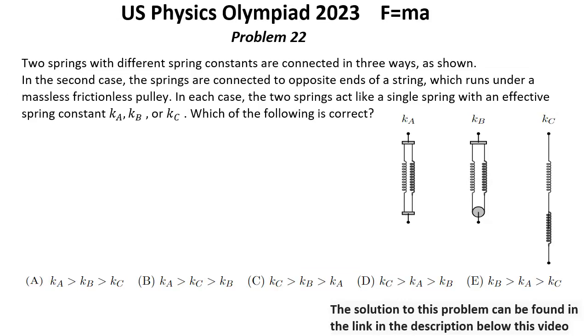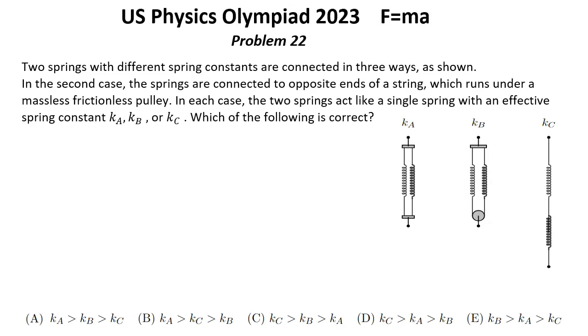Problem number 22. Two springs with different spring constants are connected in three ways as shown. In the second case, the springs are connected to opposite ends of a string, which runs under a massless frictionless pulley. In each case, the two springs act like a single spring with an effective spring constant Ka, Kb, or Kc. Which of the following is correct?